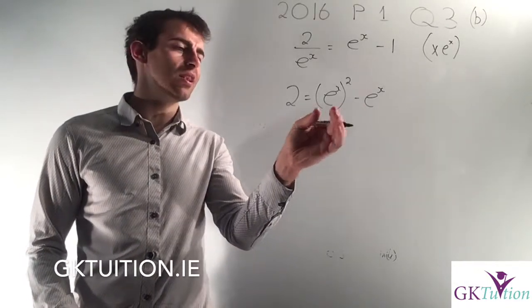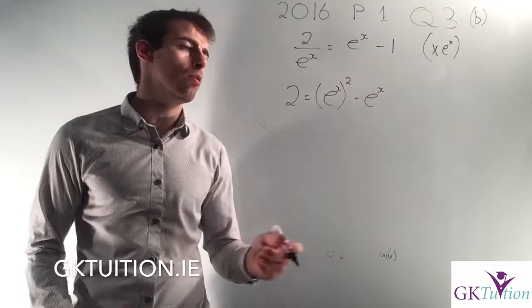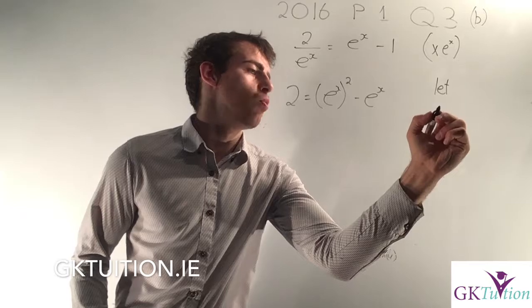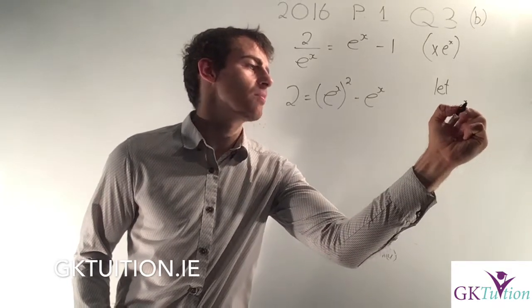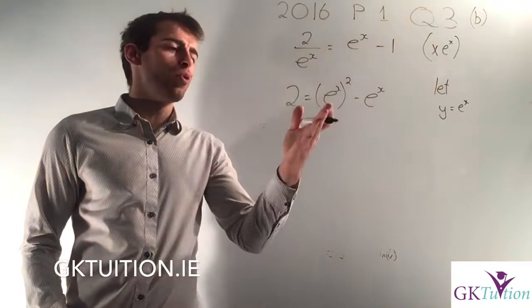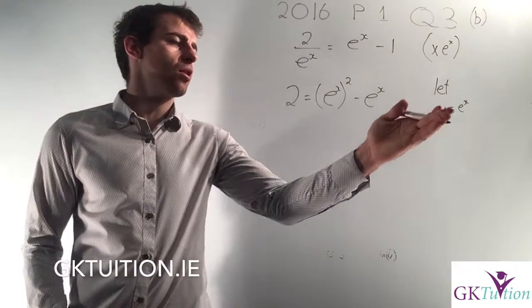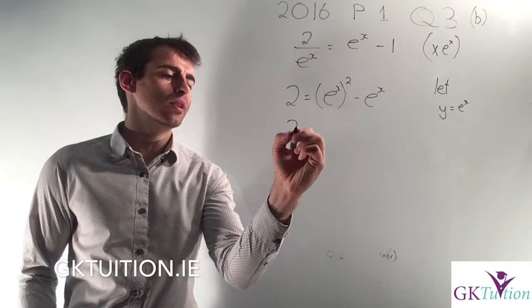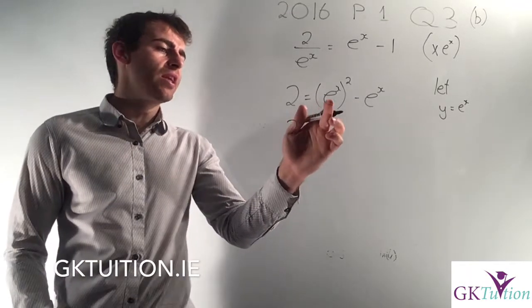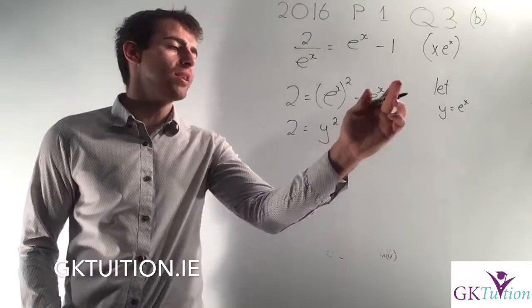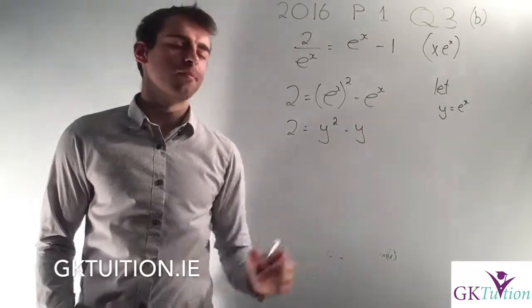So at this point, let's just get rid of our e to the x for the moment. So let's do substitution. I'm going to let y equal e to the x. Or in other words, everywhere there's an e to the x on this line, I'm going to sub in y. In this case, my left-hand side will clearly stay the same. Instead of e to the x squared, this will become y squared. Instead of minus e to the x, it becomes minus y.